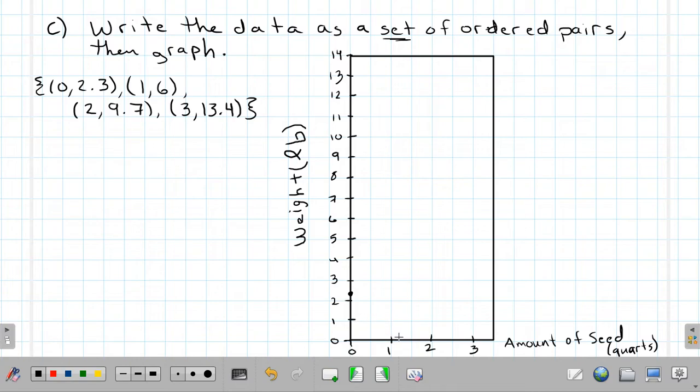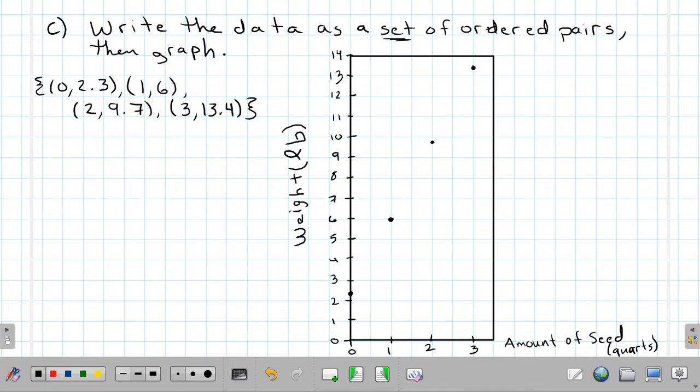Okay. Well, what happens when we have 1 quart of seed? Well, it is 6. Okay, the weight is 6. When we have 2 quarts of seed, the weight is going to be 9.7. So we're going to be somewhere like right here. And then 3 quarts of seed give us 13.4. So 13.4 is going to be roughly like right there.